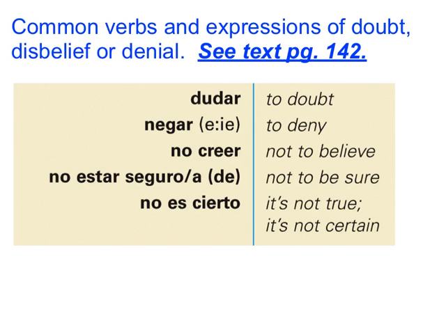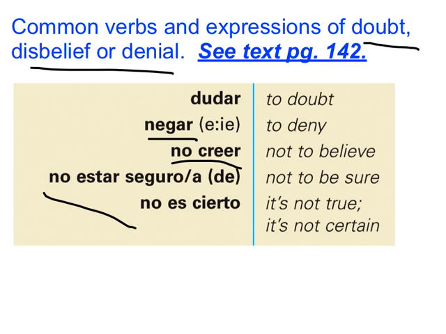And so now we have a list of verbs and expressions of doubt, disbelief, and denial. Here they are. Dudar. Negar is a fantastic word. Negar, to deny. In Spanish, whenever someone denies that something is happening or someone says something, that will be the subjunctive. Here we have creer, no creer. You remember creer to mean to believe or to think. When it's no creer, the subjunctive must be used as long as you have a change in subject. And then we have two other common expressions right here.